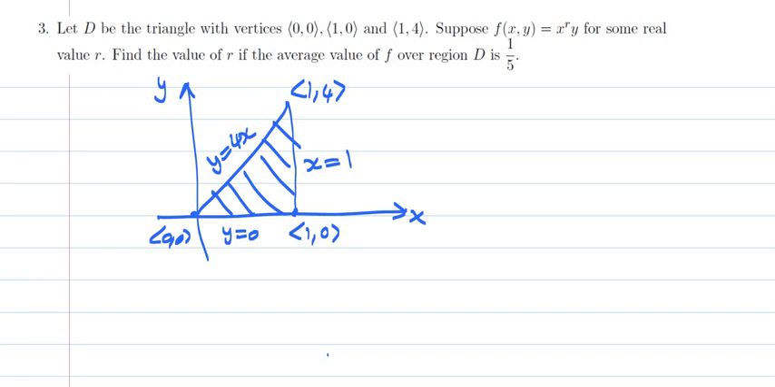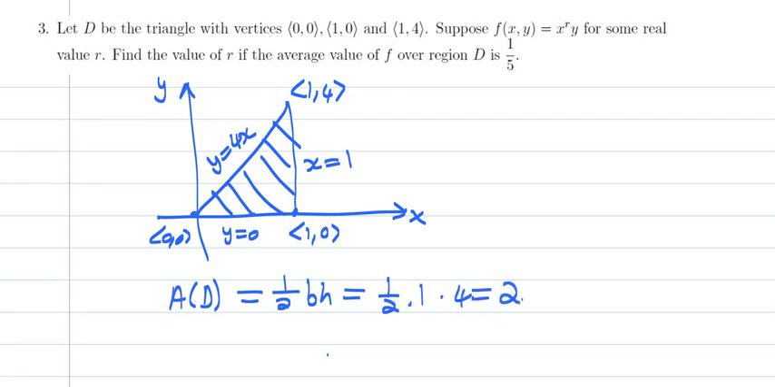So we need to find this value r to have the property that the average of f over region D is 1 over 5. So we're going to construct a function of the form x to the power of some number times y. To do this, we first need the area. The area of region D, we don't need a double integral, but you're welcome to do a double integral. I'm just going to do high school maths, which is half base times height. The base is 1, the height is 4, so the area of the triangle is 2.